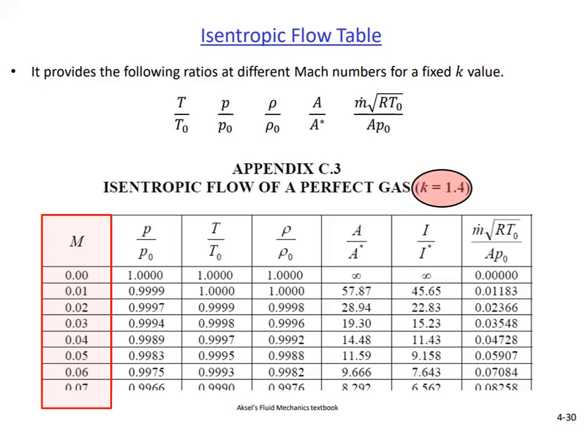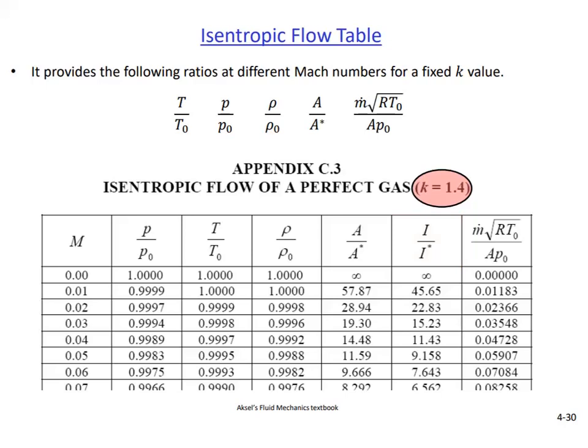For each Mach number, several parameters are listed, such as P over P0, T over T0, rho over rho 0, A over A star, and the non-dimensional mass flow rate that we studied in the previous slide. In the sixth column, there is the I over I star ratio that we haven't discussed. It is the impulse ratio, and we are not going to use it in our course.